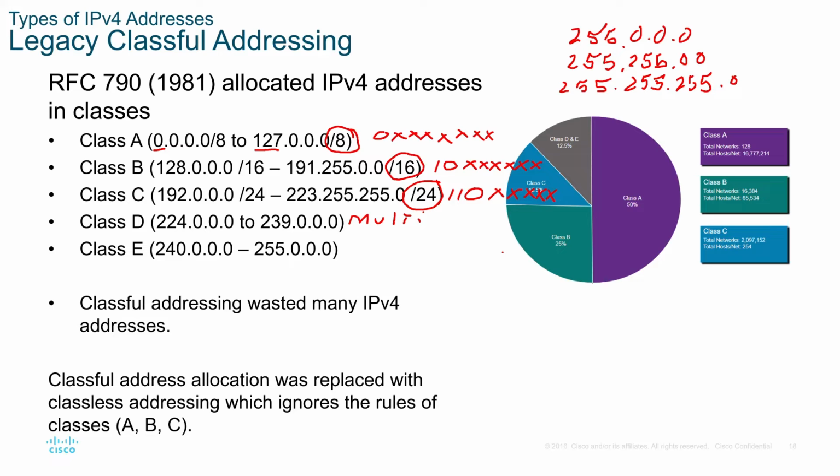Before going on to Class E, Class Ds start with 1110.